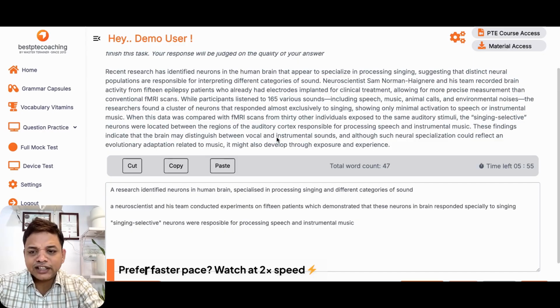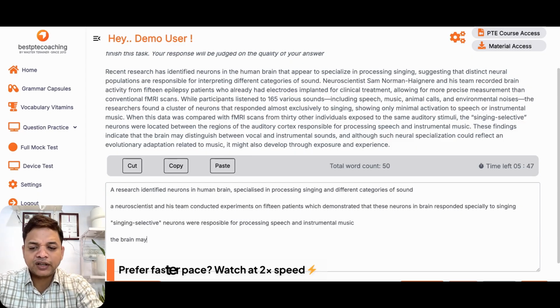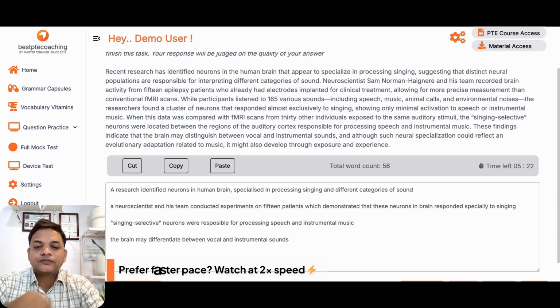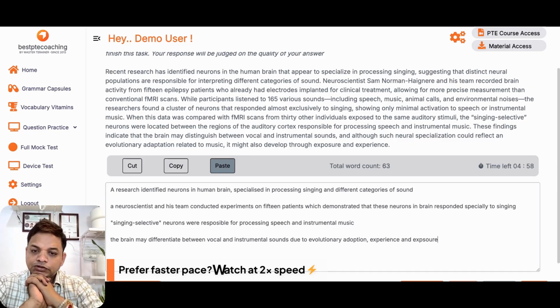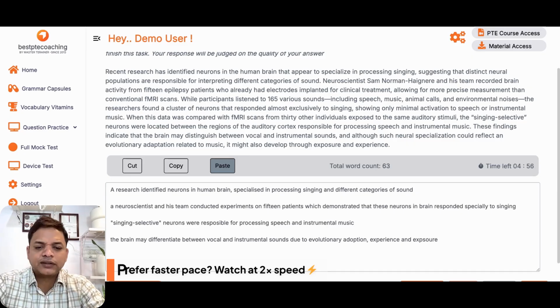So it's a long one. These findings indicate the brain may differentiate between vocal and instrumental sounds. Due to what? Maybe evolutionary adoption, experience and exposure, right? So it might also develop through. Okay, so fine, this is okay.